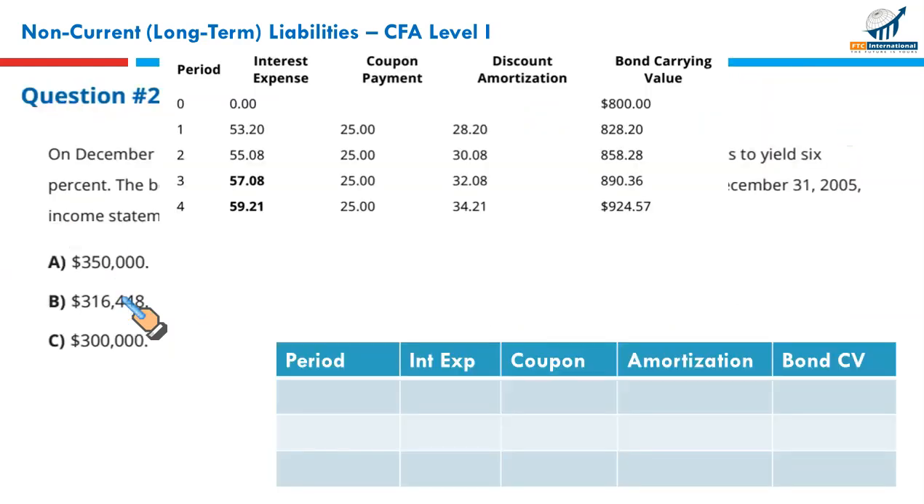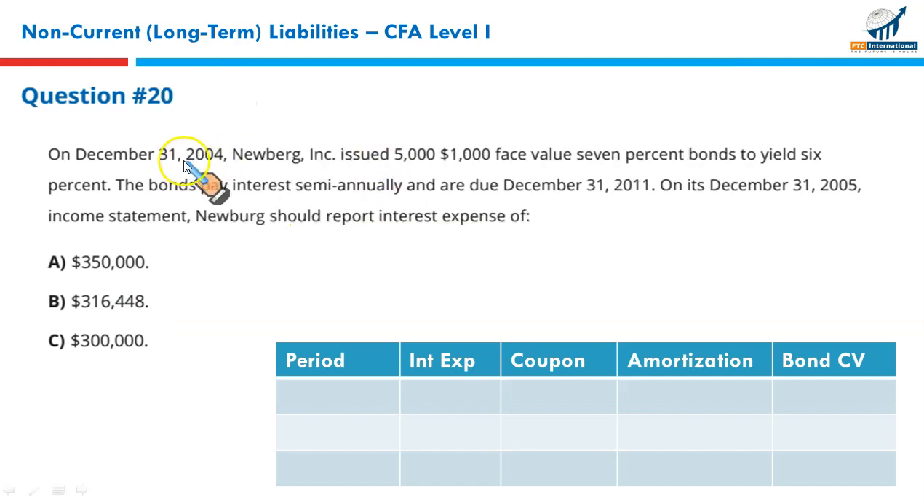Next, now we need some serious calculations again. And why have we put it here? On December 31st, 2004, Newburgh Incorporated issued $1,000 face value 7% bonds to yield 6%.